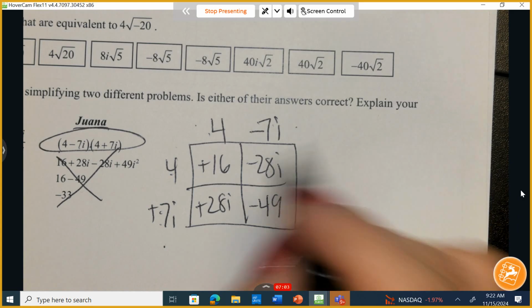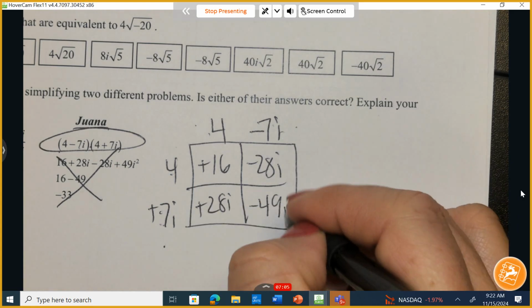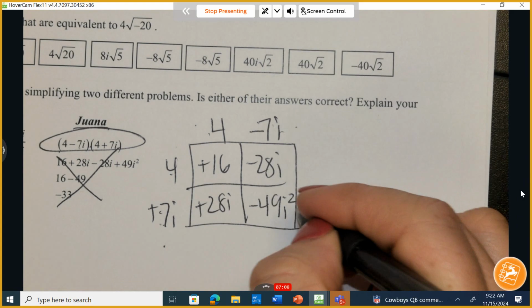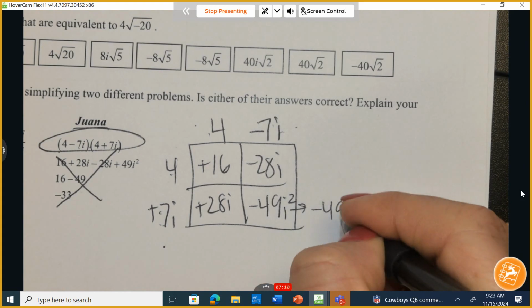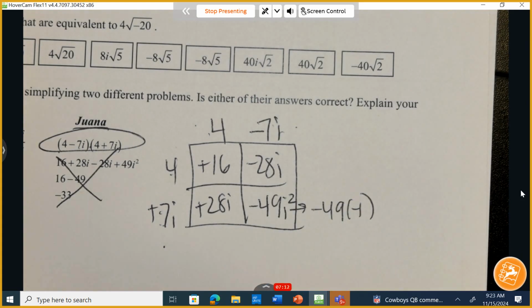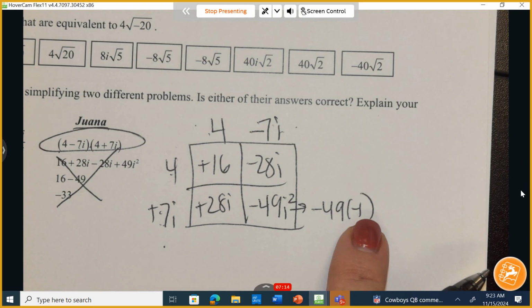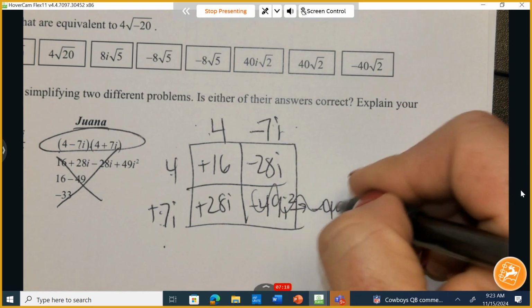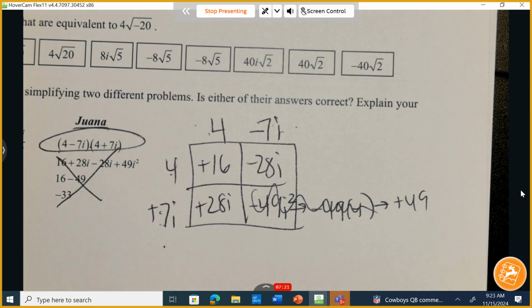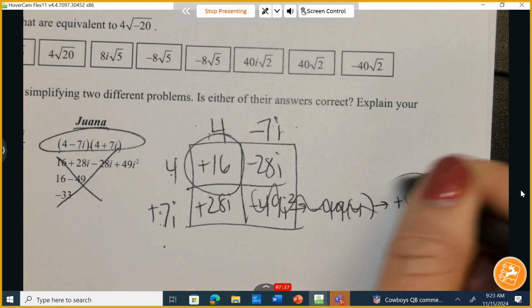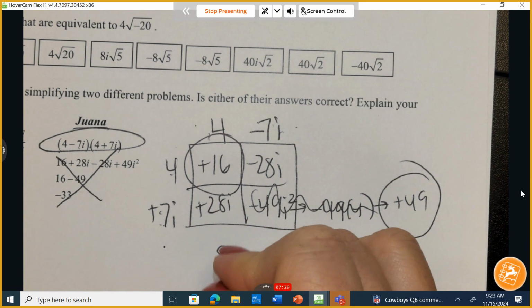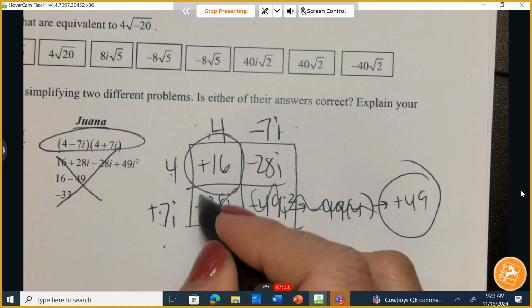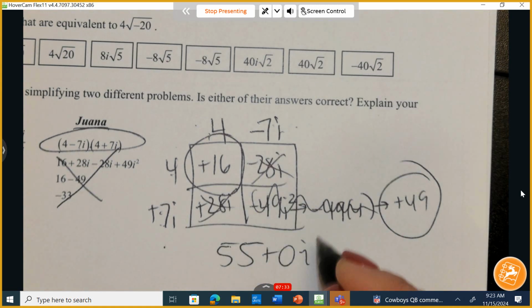This is where it gets confusing for students. We have an i squared here we need to attach. Remember, we've learned in the last few days that i squared is the same as -1. So this is -49 times -1, which equates to a positive 49. When I line up my answers, I need to put the real portion first and the imaginary portion second in the complex number. So 16 plus 49 is 55. That's the real portion. The imaginary terms are additive inverses, so plus 0i.